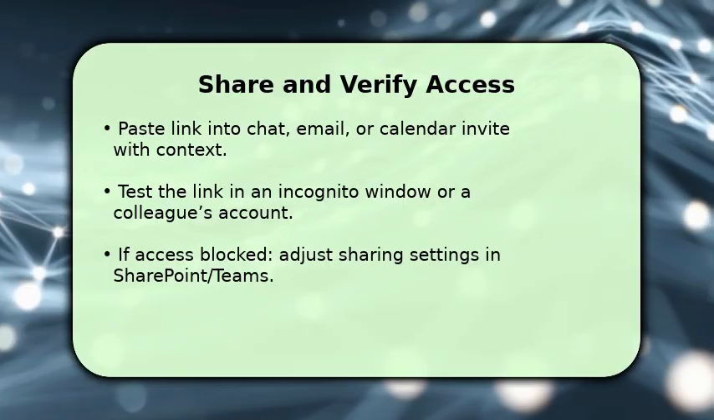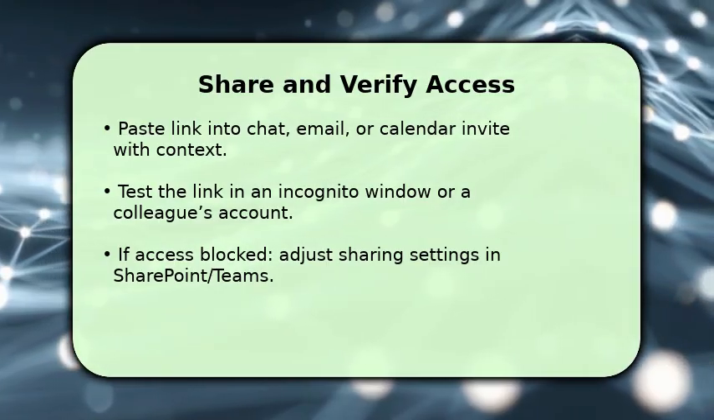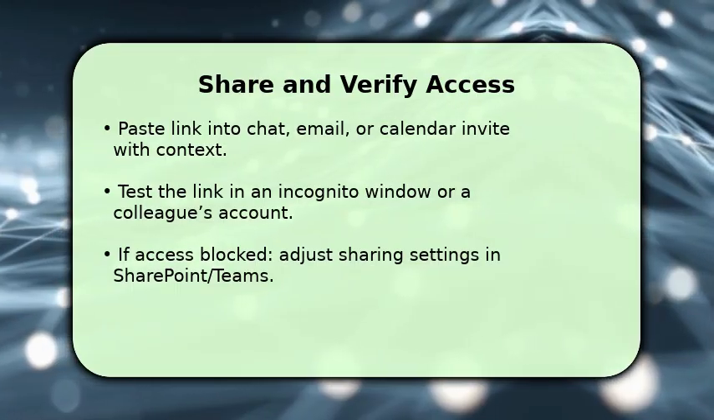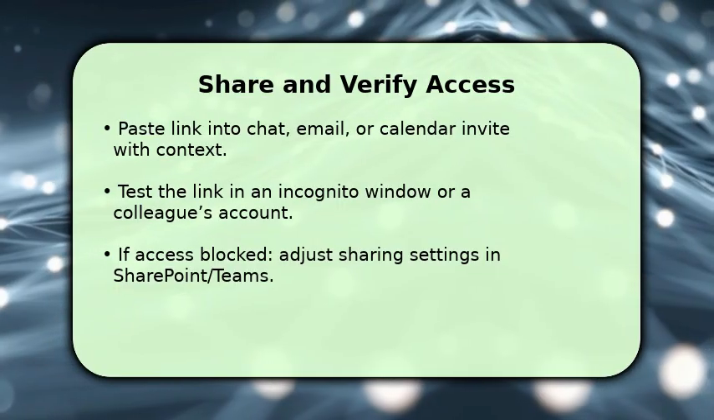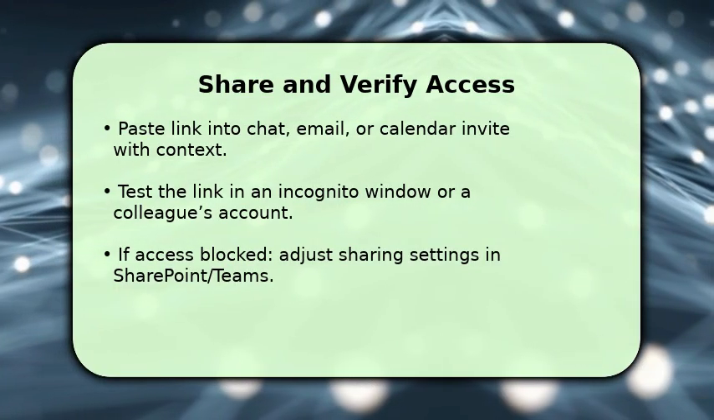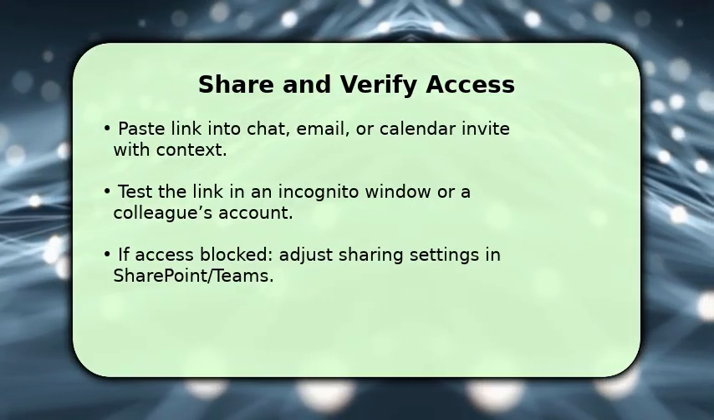If someone is blocked, go back to the file or meeting permissions in SharePoint or the Teams meeting options and expand access to the right group or anyone with the link. One key troubleshooting tip: if a recipient can't join, turning anyone with the link on often helps.